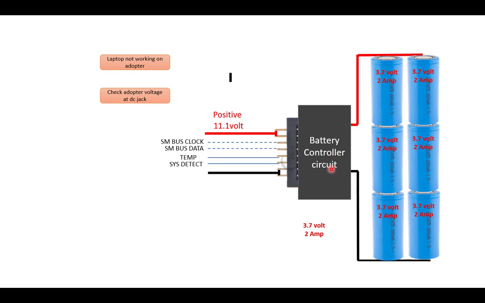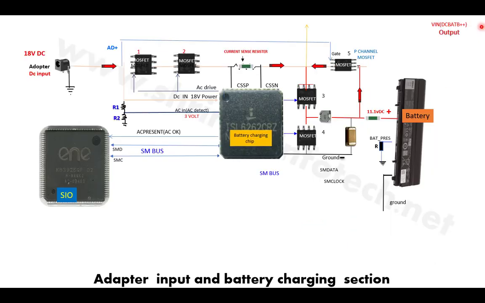Okay, now we'll go back to our main circuit. So this is my main circuit. Here is my battery and here is my DC input where I connect the adapter. Normally the adapter voltage is somewhere from 19 to 20 volts, depending on the model. Some laptops give 18, some give 19, some give 20 volt.